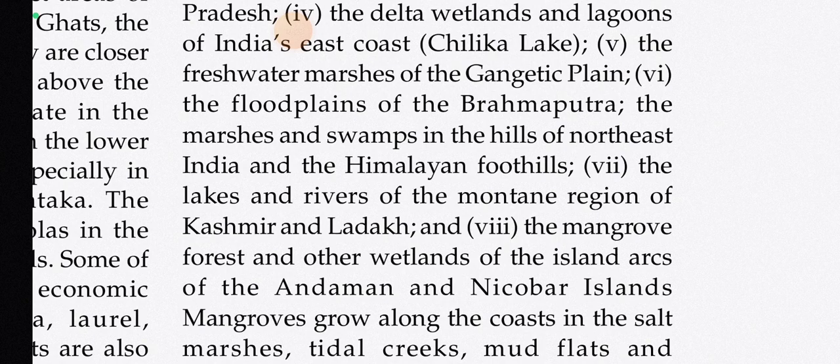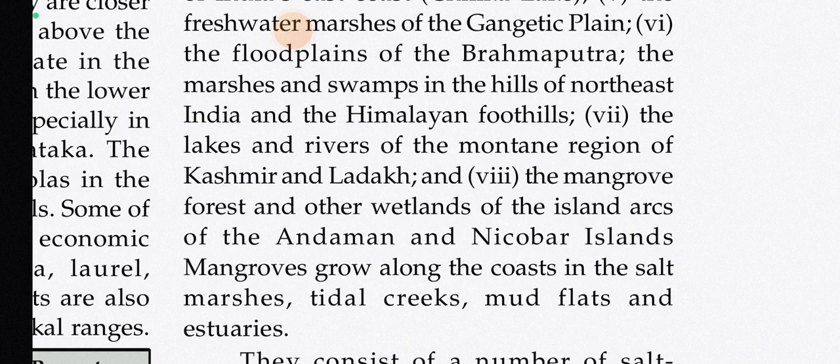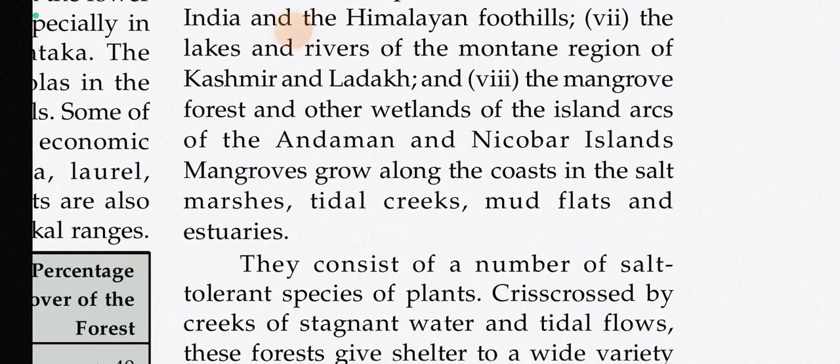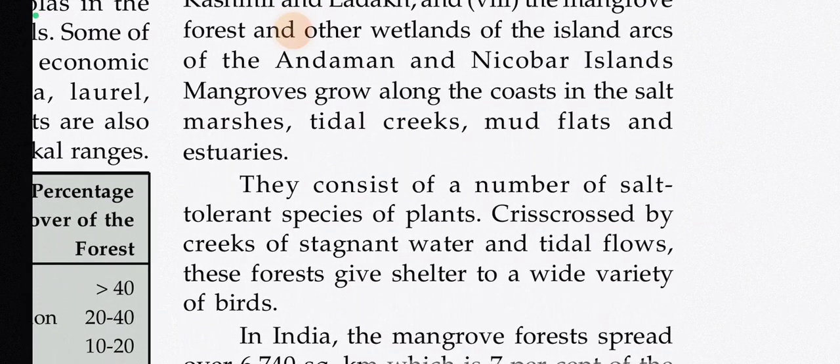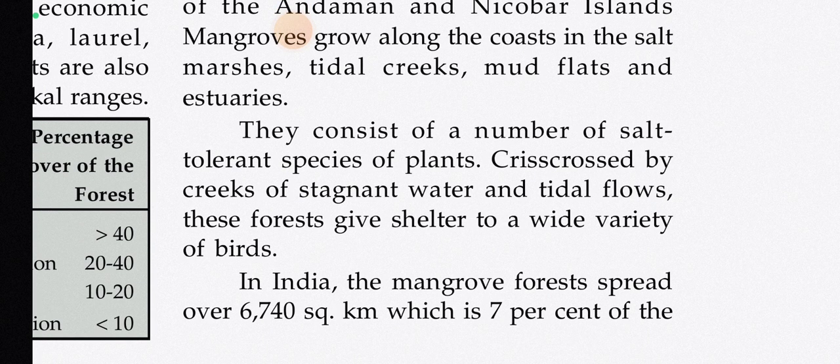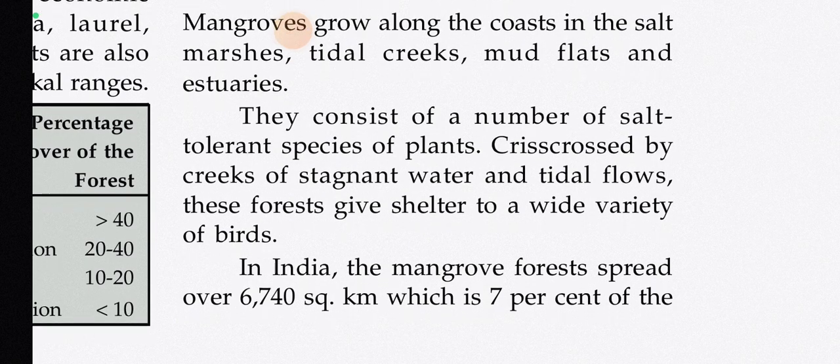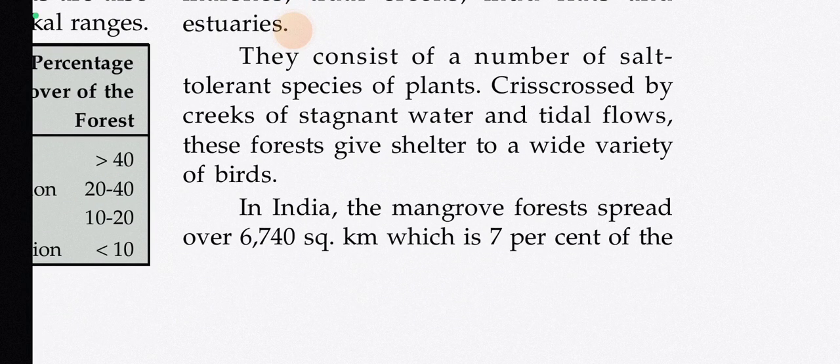The floodplains of the Brahmaputra, the marshes and swamps in the hills of northeast India and the Himalayan foothills; 7. The lakes and rivers of the mountain region of Kashmir and Ladakh; and 8. The mangrove forest and other wetlands of the island arcs of the Andaman and Nicobar Islands. Mangroves grow along the coasts in the salt marshes, tidal creeks, mud flats, and estuaries.